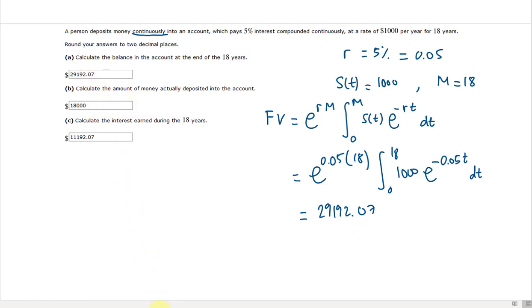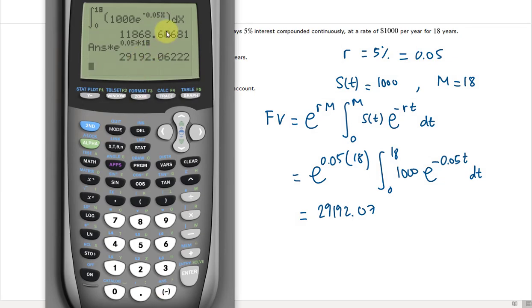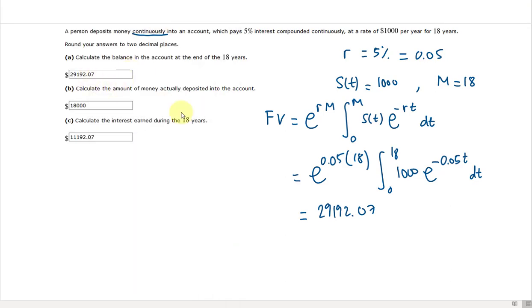Maybe they use 2 decimal places here. We use the whole thing. That's why we got a little bit of a 1 point difference from them, but that's fine.